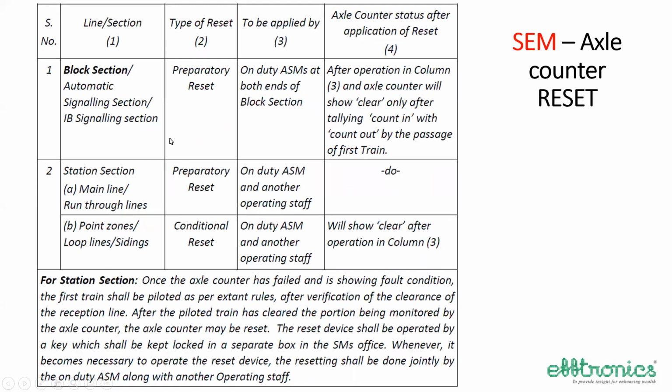There are 2 types of resets: preparatory and conditional reset. Conditional reset is nothing but 2 people cooperating and pressing the buttons, and immediately the section clears. Preparatory reset is the one where, when the reset is applied, the system says that everything is all right as far as the hardware is concerned and it is ready to work, but it won't give the output unless one train is passed without signal into that section and clears it. That is the preparatory reset. Basically, a number of types of resets are available, but Indian Railways have chosen these 2.